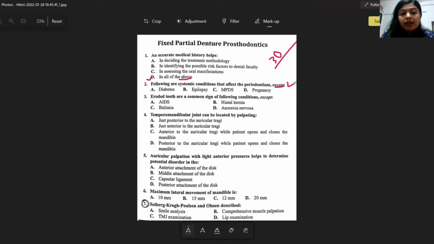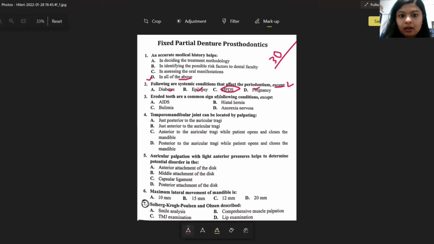Following are systemic conditions that affect the periodontium. Diabetes surely affects, right? Pregnancy surely affects, we know that. Epilepsy, not directly, but because of the epileptic drugs we take, it affects the periodontium. So what is left? MPDS. Do it very nicely and you will be able to reach the correct answer. Now let's move to the third MCQ.